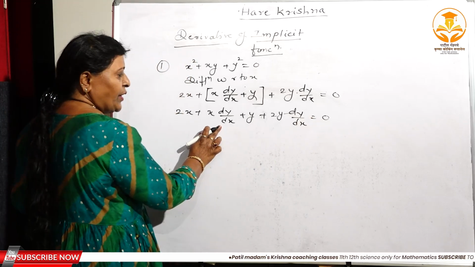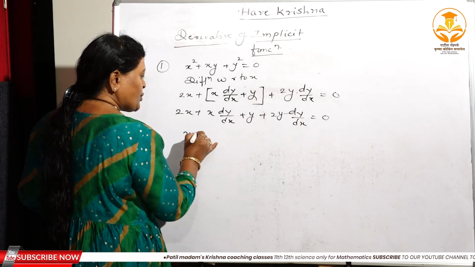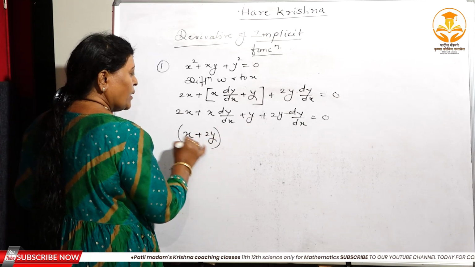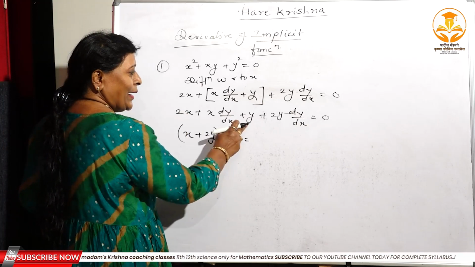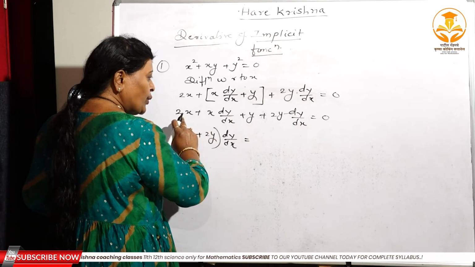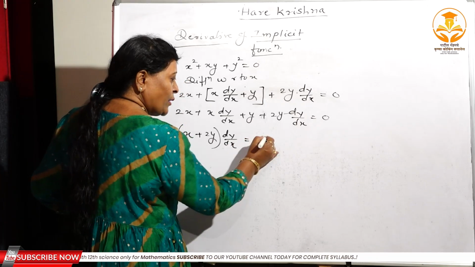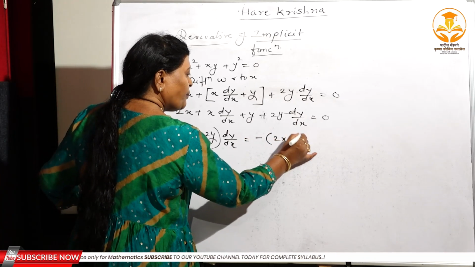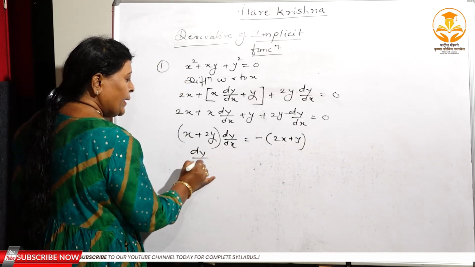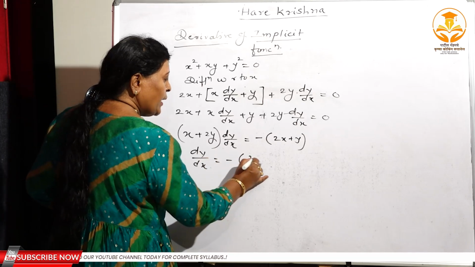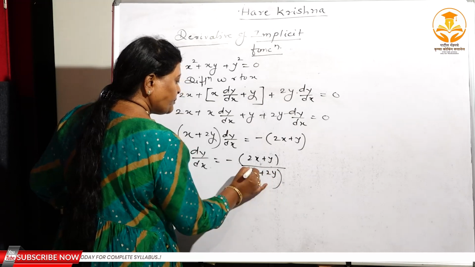Now what is the coefficient of dy by dx here? x. And here? 2y. Therefore collect the terms of dy by dx. Now what are the remaining terms? 2x and y. Transfer these two terms to the other side and they become minus. You have to take the minus sign common and write 2x plus y, because with minus both terms get minus, isn't it? Therefore dy by dx is equal to minus, 2x plus y divided by x plus 2y.